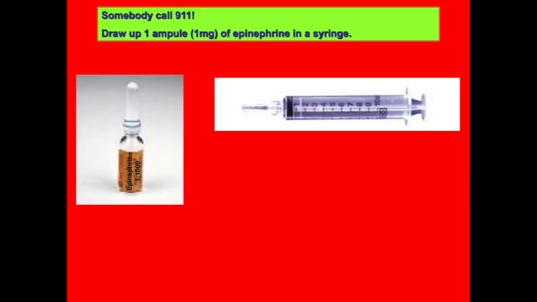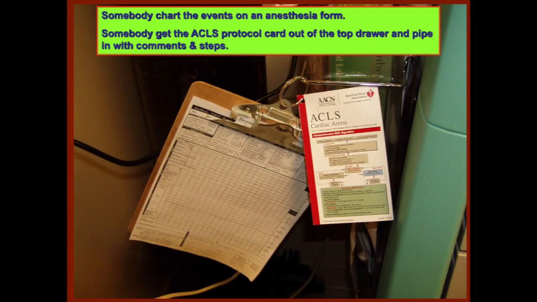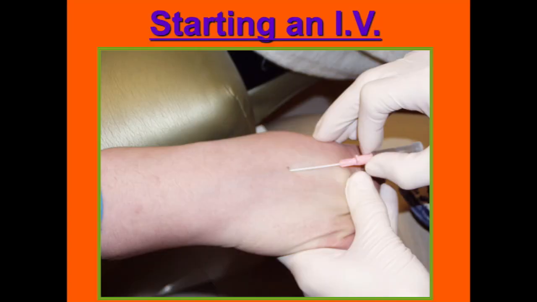And then epinephrine is our drug that we use now for cardiac arrest. And there's the protocol cards. And just grab a piece of paper. Like I said, it doesn't have to be a beautiful chart. You need to get an IV started if there's not one there.